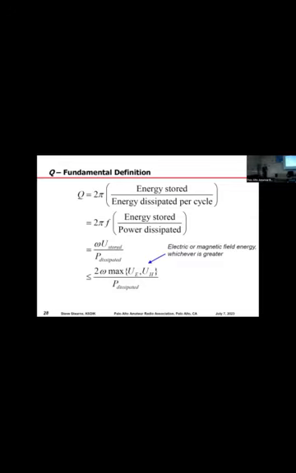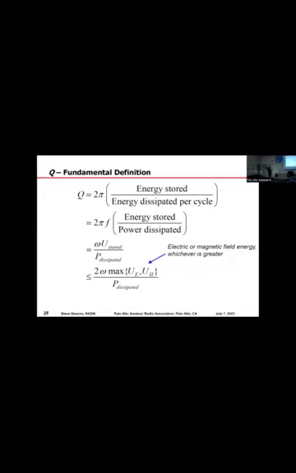Definition of Q, the fundamental definition. Q of a system is the energy stored in the system divided by the energy dissipated per cycle times 2 pi. Energy dissipated per cycle has another name. It's called power. So it's the rate at which energy is being dissipated. So mathematically, we write energy stored divided by power dissipated is Q.